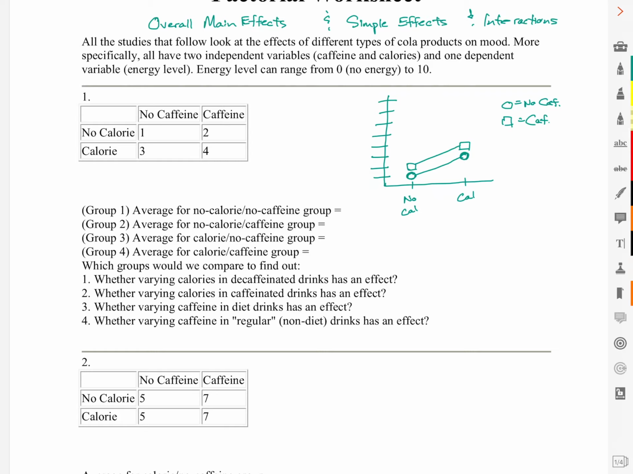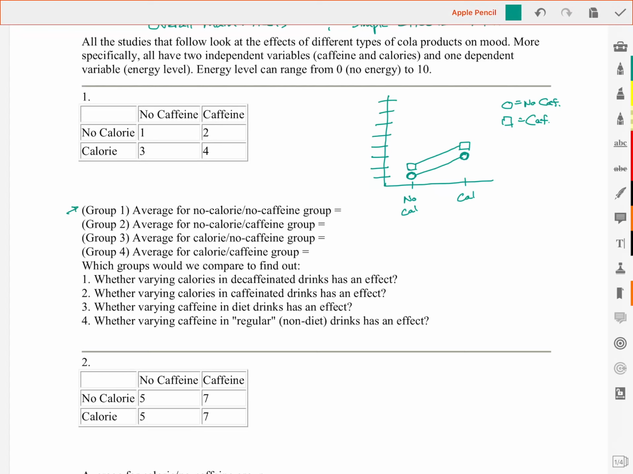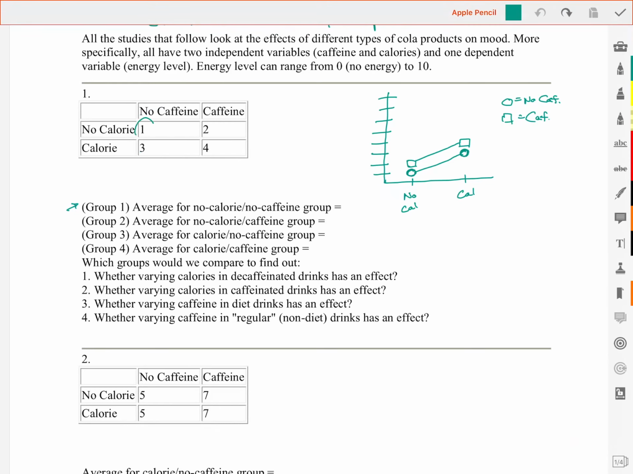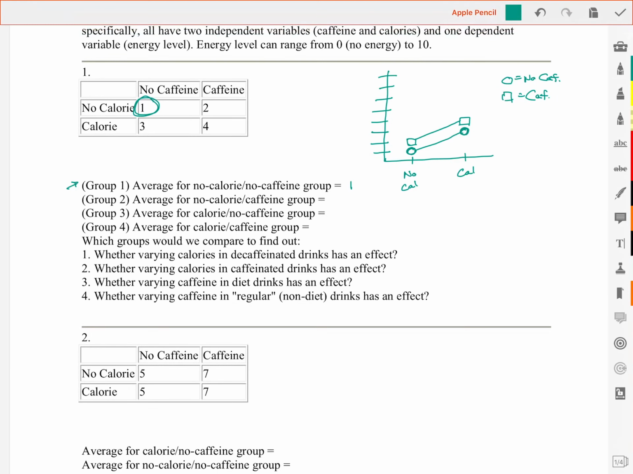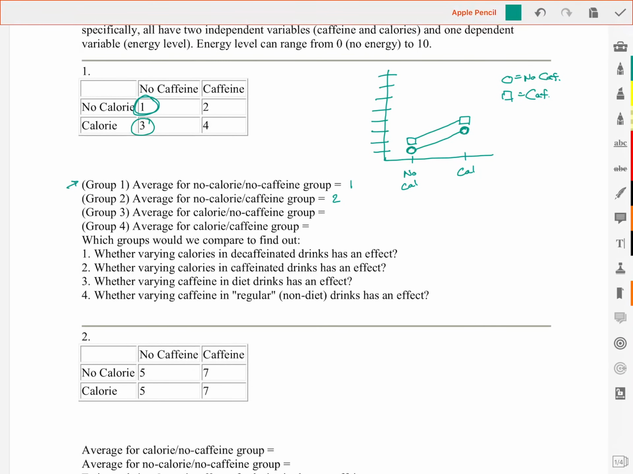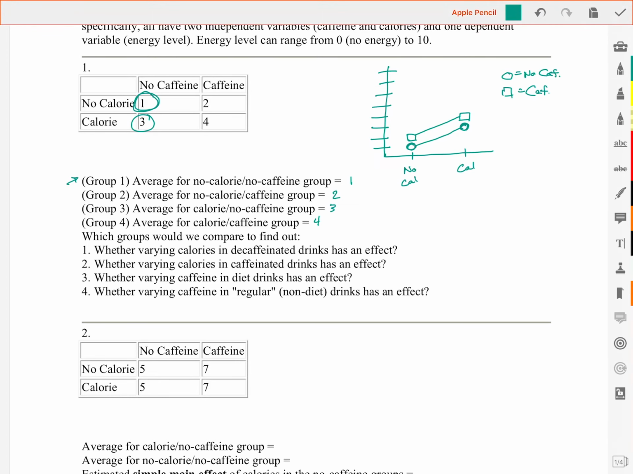And what we'll see is we have some similar questions, but they're slightly different. So here, for this first one, it's going to ask us about different individual groups. The first one asks, what's the average for no calorie, no caffeine group? Well, in this one, instead of averaging together groups, we're just looking at each of what are called the cell means or the cell averages. So for the no calorie, no caffeine group, that cell average is 1. For the no calorie caffeine group, that cell average is 2. The average for the calorie, no caffeine group is going to be 3. And the average for the calorie caffeine group is going to be 4.